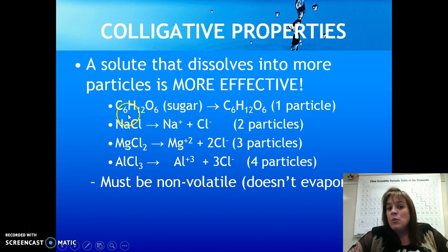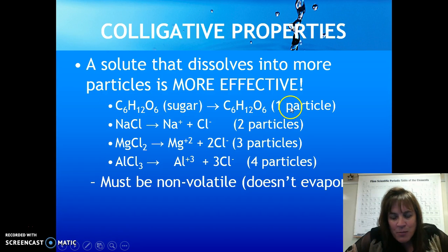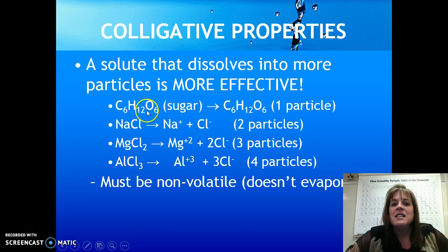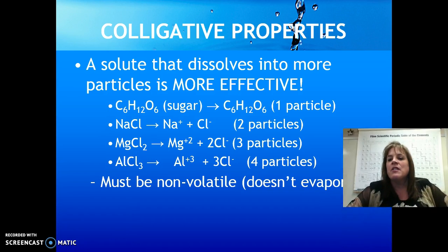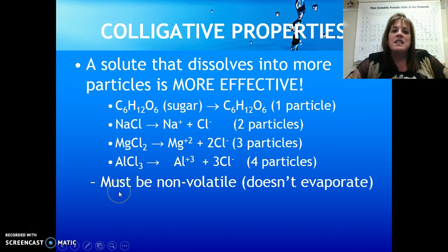Now, one thing I do want to point out is sugar. The reason why sugar doesn't break into particles is because it is bonded by polar bonds, and those don't break into pieces. So these all stay together. When sugar dissolves, it stays as C6H12O6. Or I should say this is really glucose, not sucrose. Now, another thing that's really important that you know is that these solutes must be non-volatile. That means that even though they dissolve, if I evaporate out the liquid, the solvent, the solute particles will be back to being a solid.